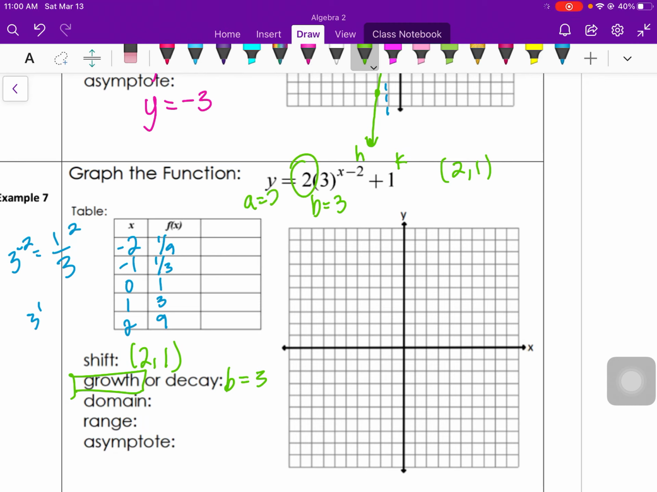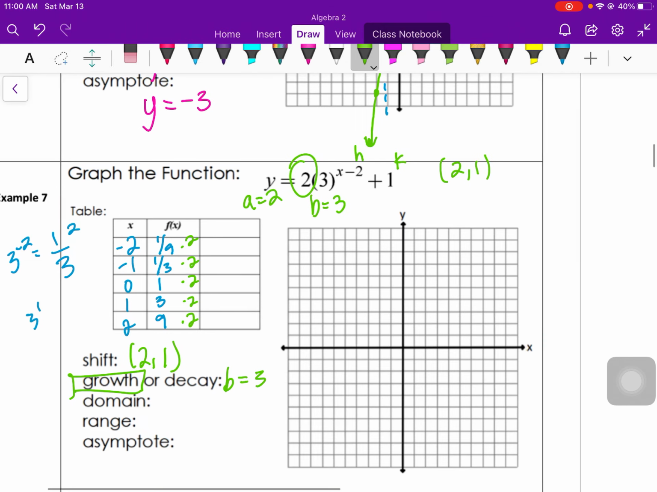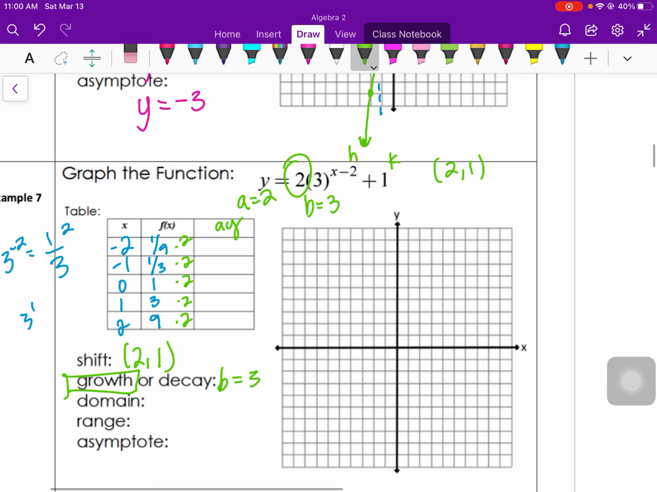Now we need to multiply by our a equals 2. So I'm going to multiply each by 2. So my ay becomes my new point. So I got 1/9 times 2. I end up with 2/9. 1/3 times 2, I get 2/3. 1 times 2, I get 2. 3 times 2, I get 6. And 9 times 2, I get 18.